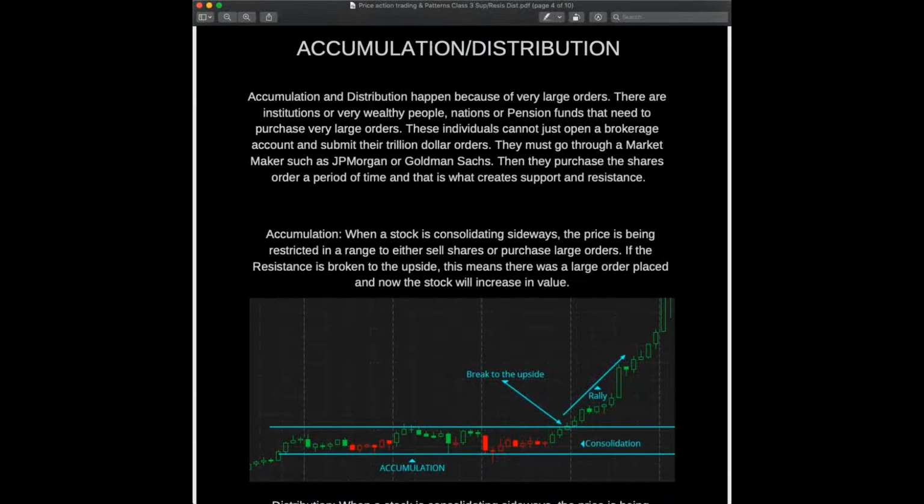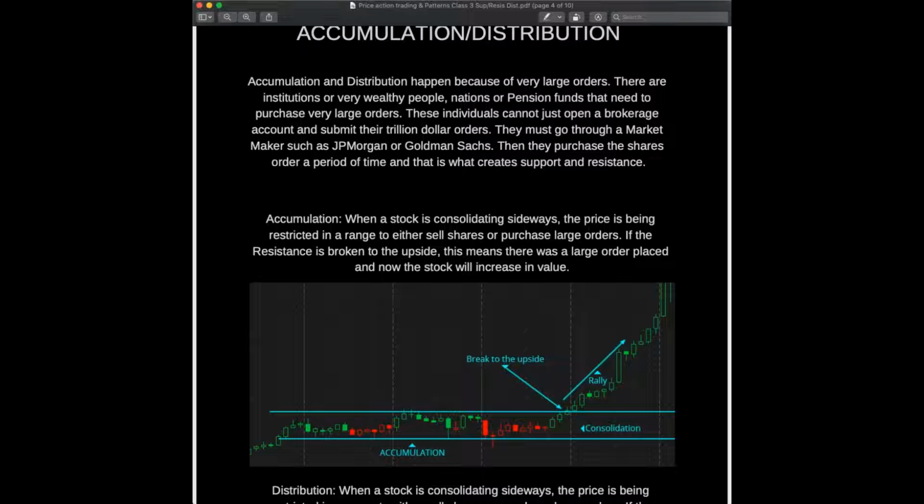Now, accumulation and distribution. This is what makes a market, right? Supply and demand, accumulation and distribution. So accumulation and distribution happen because of very large orders. There are institutions or very wealthy people, nations, or pension funds that need to purchase very large orders. These individuals cannot just open a brokerage account and submit their trillion-dollar order. They must go through a market maker such as JP Morgan or Goldman Sachs. Then they purchase the share orders over a period of time.